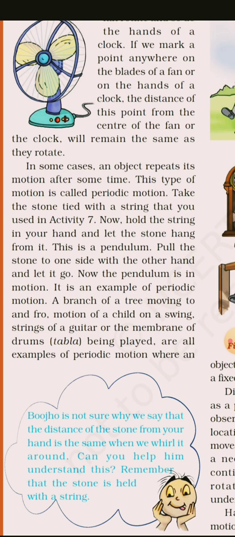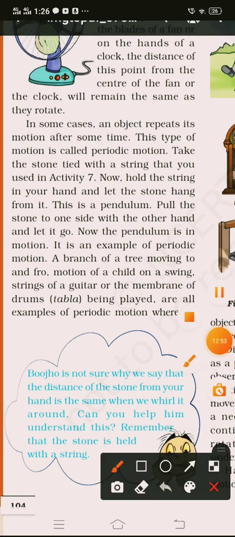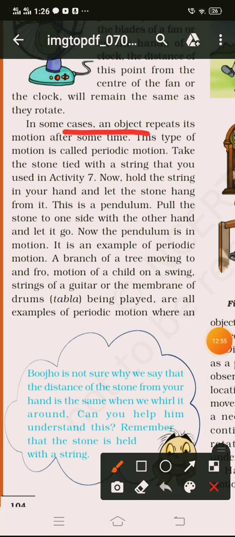They rotate, कि क्लॉक जो है वो जैसे 12 से चल के वापस अगेन रोटेट होके वो 12 पे ही आ जाती है, तो ये रोटेटरी मोशन होता है. ओके, और फिक्स टाइम में आती है तो उसको हम पीरियोडिक मोशन बोलते हैं. In some cases the object repeats its motion after some time. This type of motion is called periodic motion.